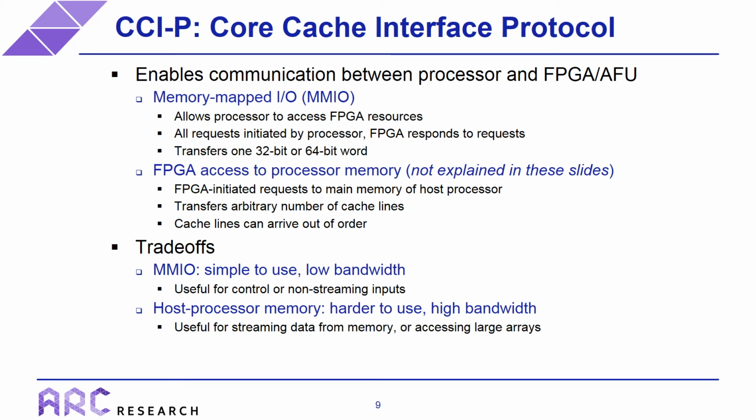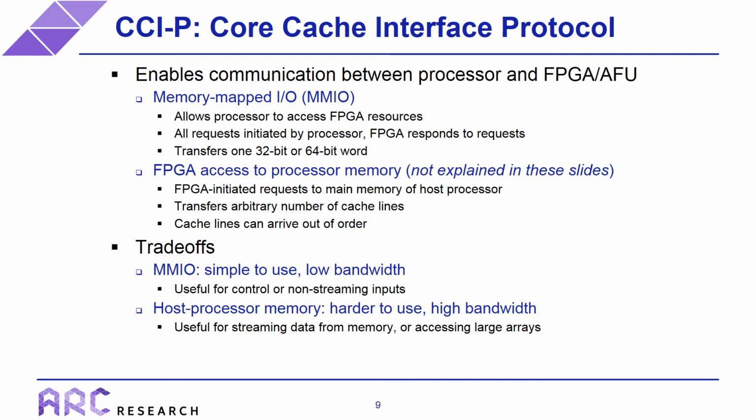That's considerably more complicated. The way this works is that if the FPGA needs to access data that is stored in the processor's memory, it requests a specific number of cache lines from the memory, and then those arrive to the FPGA over CCI-P. One of the main reasons that accessing the CPU's memory is more complicated than memory mapped I/O is that those cache lines can actually arrive out of order, and so reordering them requires some additional logic that I will explain in a later video. All right, so what are the trade-offs between these two different forms of communication?